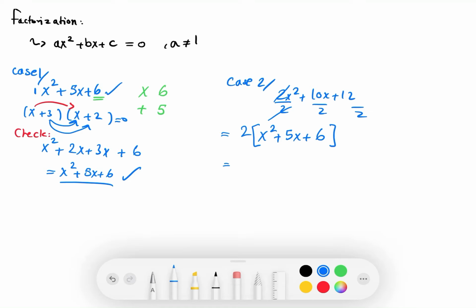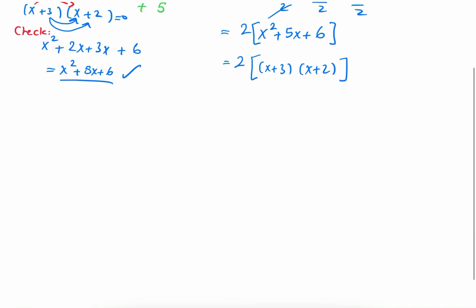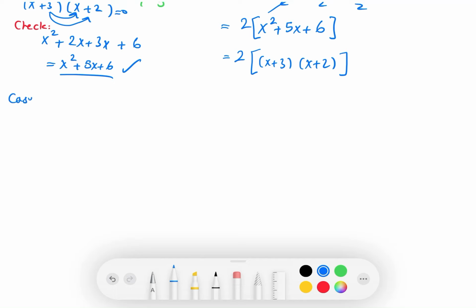And that would give you essentially 2 on the outside of the brackets. I'm basically factoring out the 2. x plus 3 times x plus 2. All right. Now, case 3 is when you have a perfect square. So when there was a perfect square, for example, in 4x squared minus 9 is equal to 0. Essentially, what you had to do is, if you remember the difference of two perfect squares, where the two numbers are perfect squares, the same thing applies here.